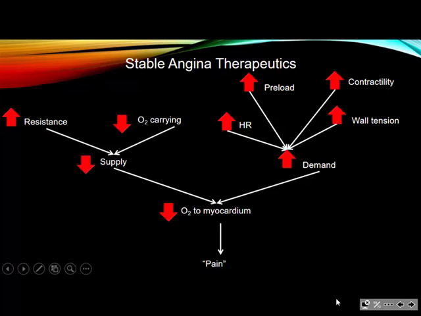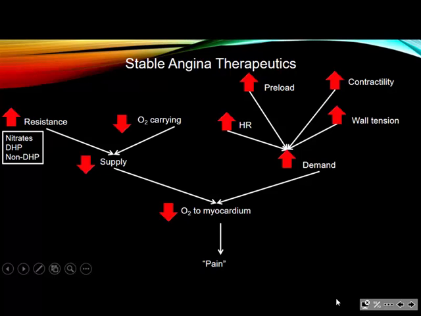Okay, you ready? So if we talk about increased resistance, we would want to have drugs that do what? Vasodilation. So what ones would you be able to use for these patients if we're trying to treat the increased vasoconstriction or increased resistance? Calcium channel blockers, yeah, you could use either non-dihydropyridine or dihydropyridine, and nitrates.